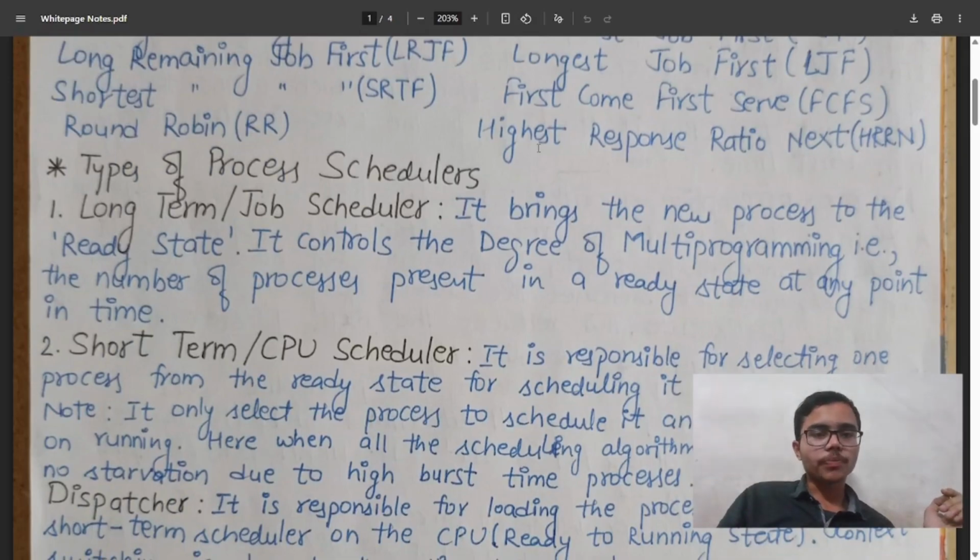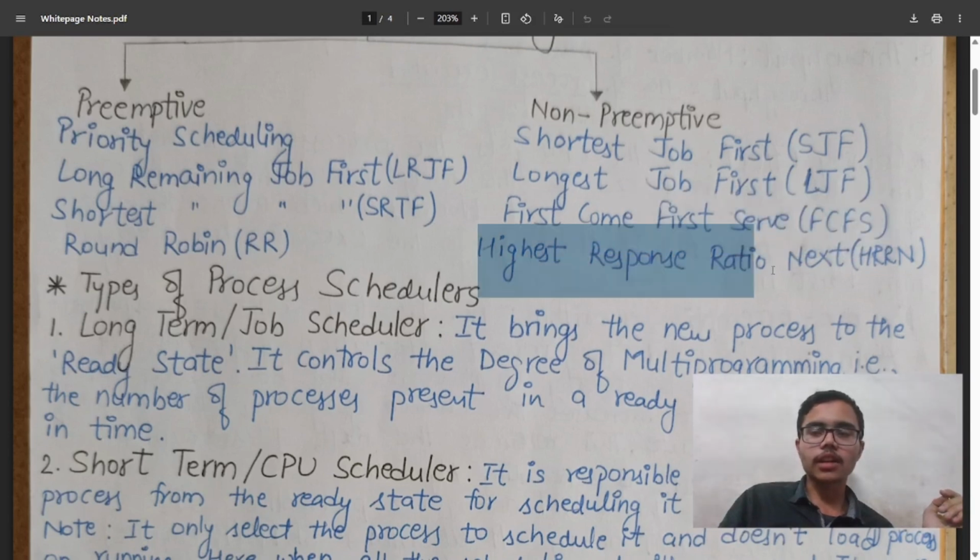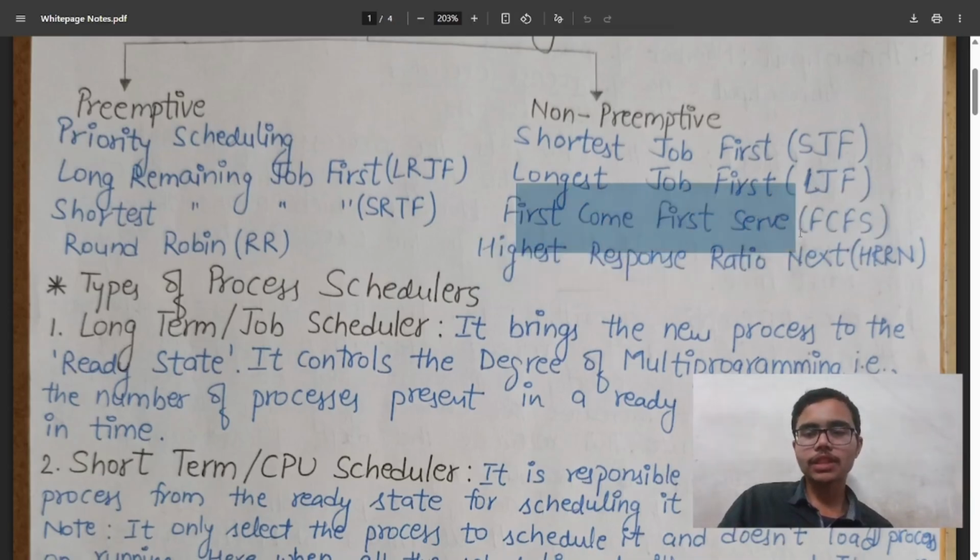Types, of which is the least important. Least important is HRR, highest response ratio next. These are the least important. FCFS, but this is also not key in GATE CSE. And LRJ.